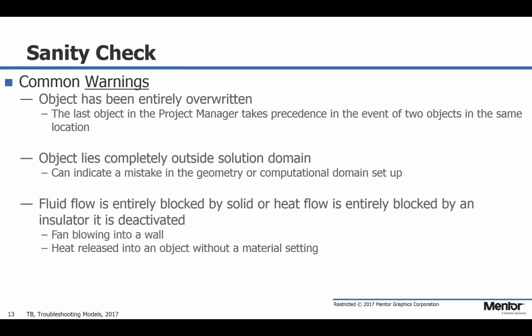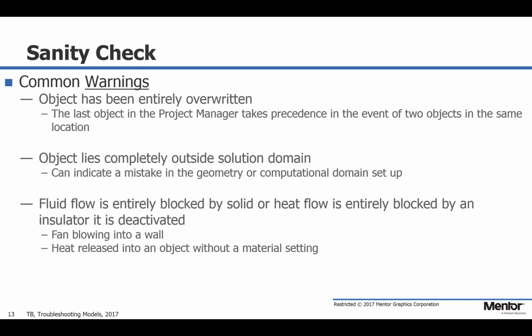Next up, we have common warnings. The most frequent warning message you will see is that an object has been entirely overwritten. What you need to be aware of in this situation is that the last object in the project manager tree takes precedence in the event of two objects being coincident. So the object lower in the project manager tree will take precedence. In the next slide, I'll show you an example of this.